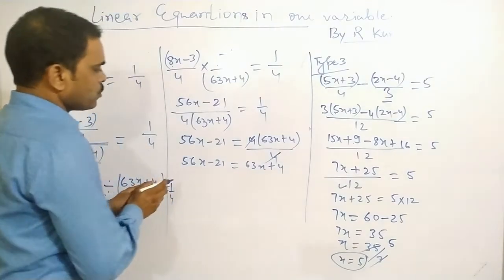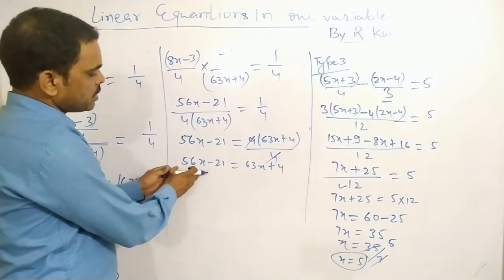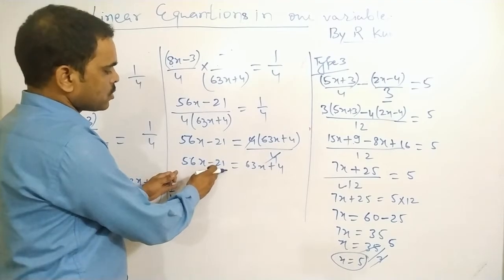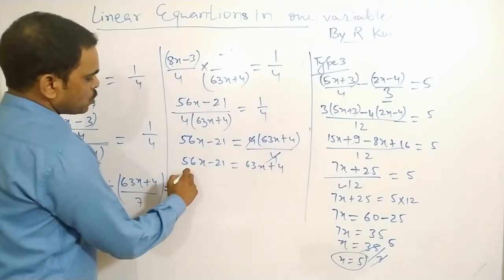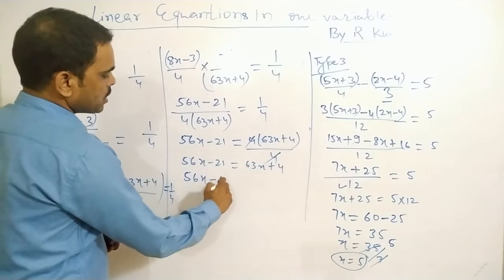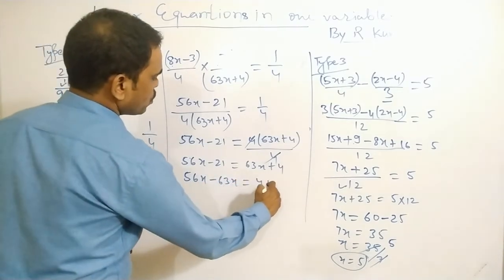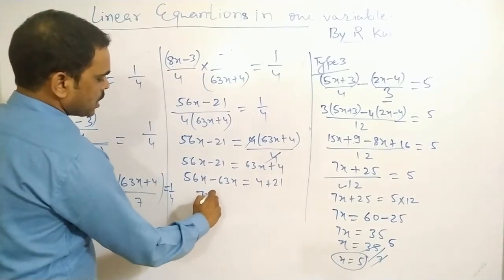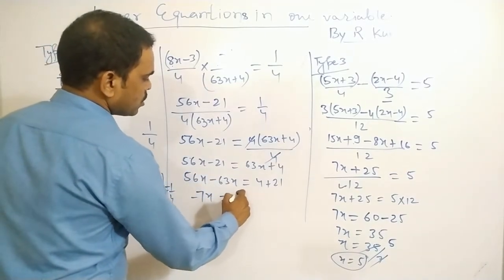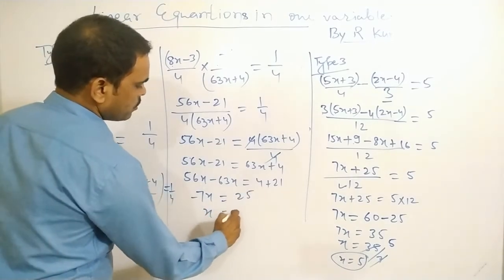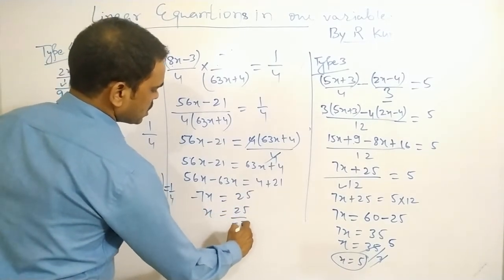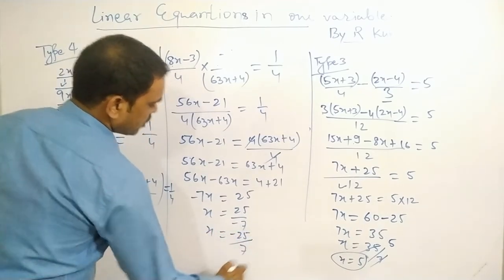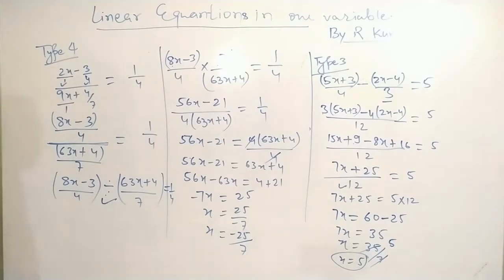Okay, one thing only we are required to do: the x-related terms we will keep on one side and the constants we will shift to the other side. So 56x minus 63x equals 4 plus 21. It will be now, when I subtract, we will get 7x with a negative sign and it will be now 25. So x will be now 25 by minus 7. And in standard form, you write minus 25 by 7. So in this way, type 4 will be done.